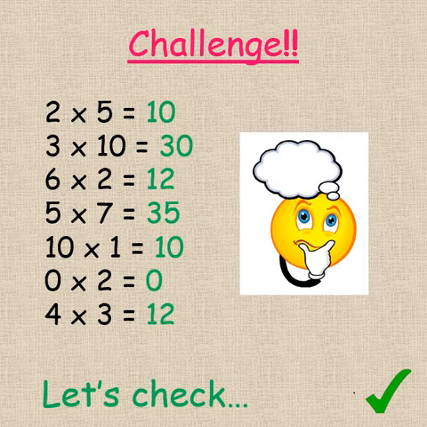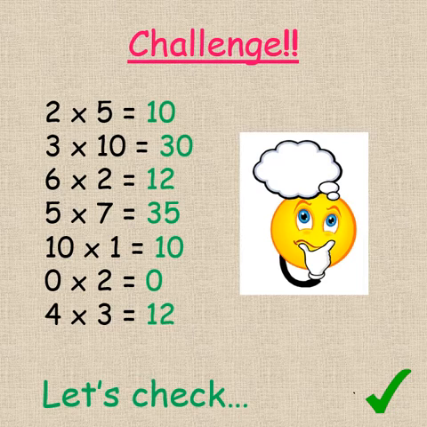Okay, let's go through them together. 2 multiplied by 5. You should have got 10. If you've got 10, give yourself a tiny tick. Well done. 3 multiplied by 10. You should have put 30. Because if you put 3 fingers up and count in your tens, you will get to 30. Next one, 6 multiplied by 2. You put 6 fingers up and count in your twos, you will have got 12. So well done if you put 12.